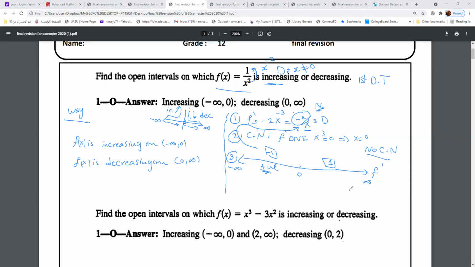Since the first derivative is positive, the function is increasing, as we know from the theorem. For 1, it will be negative, substituted in the first derivative. Since the first derivative is negative, the function is what? Decreasing. So it is increasing on negative infinity to 0, and decreasing on 0 to infinity. That is our answer. But I have to show you how we get this answer.